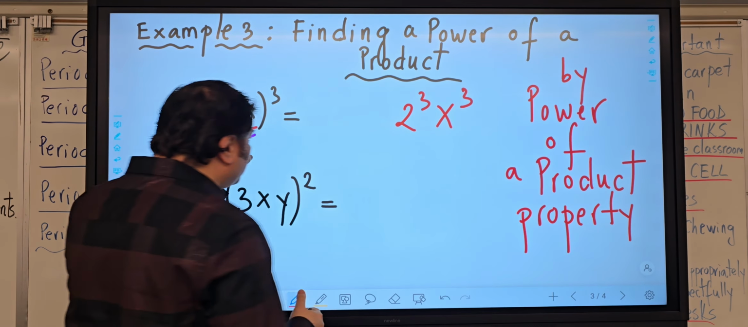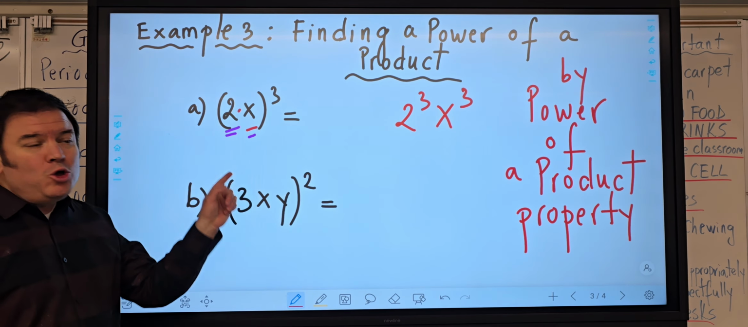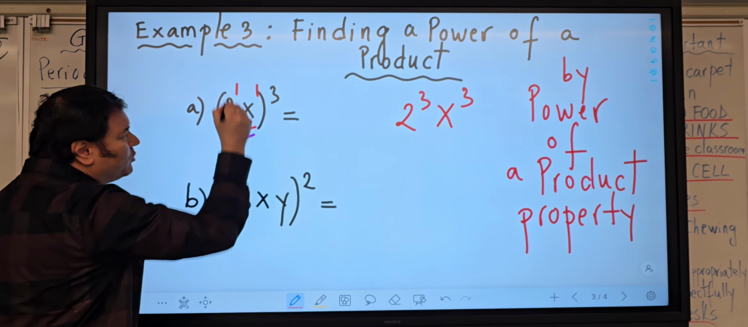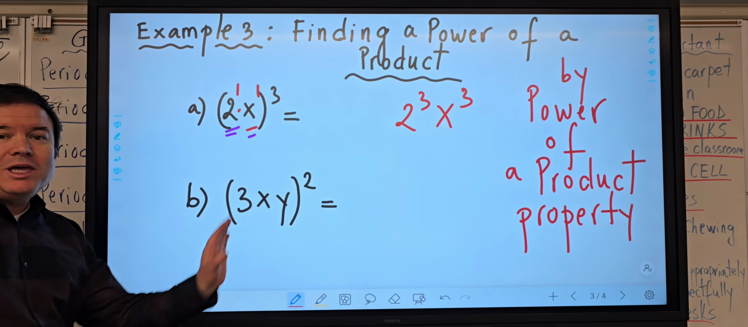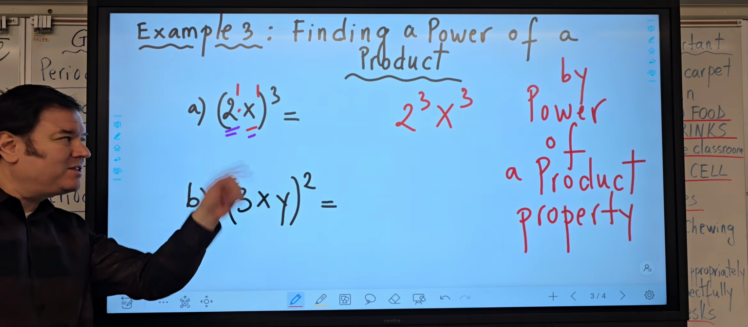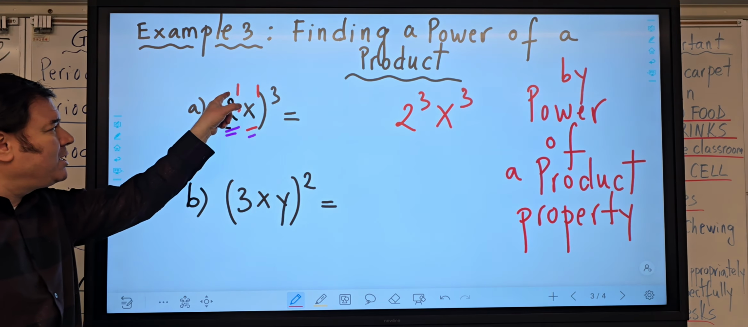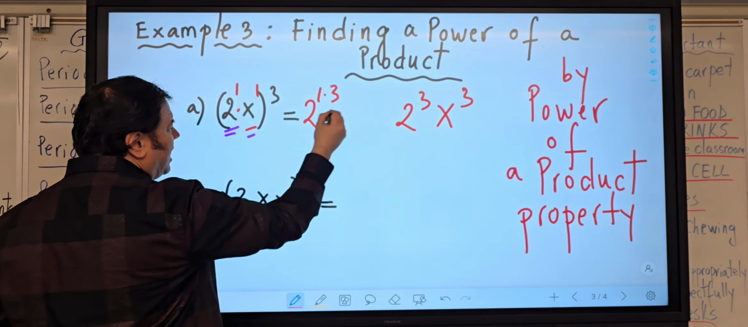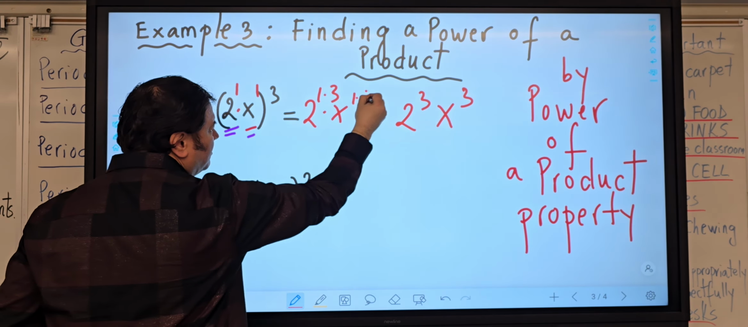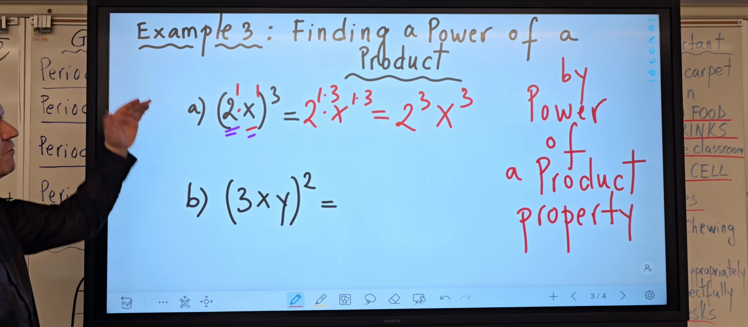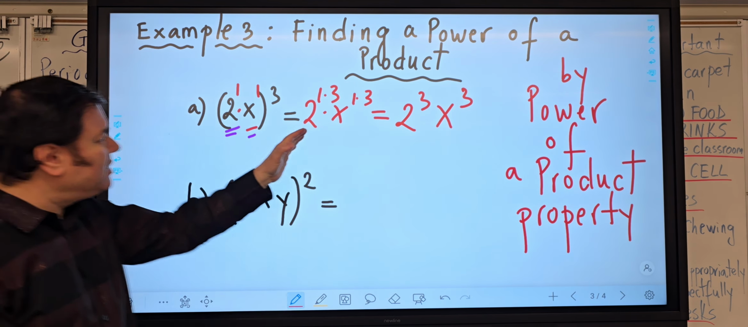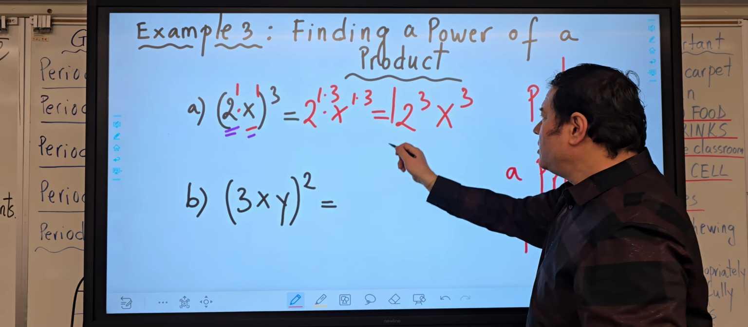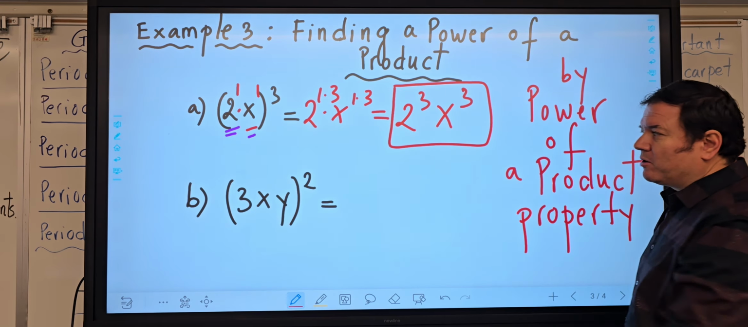Now, if you get confused, because some students get a little confused here, you can always put a 1 for the 2 and a 1 for the x as an exponent. And then we can use the other property that we had previous to this property, the power of a power. So now we can multiply 1 times 3 is 3. So now we have 2 to the power of 1 times 3 and x to the power of 1 times 3. We can use the other property if you forget this property. But you get the same answer because 1 times 3 is 3. And the final answer is still 2 to the power of 3, x to the power of 3.